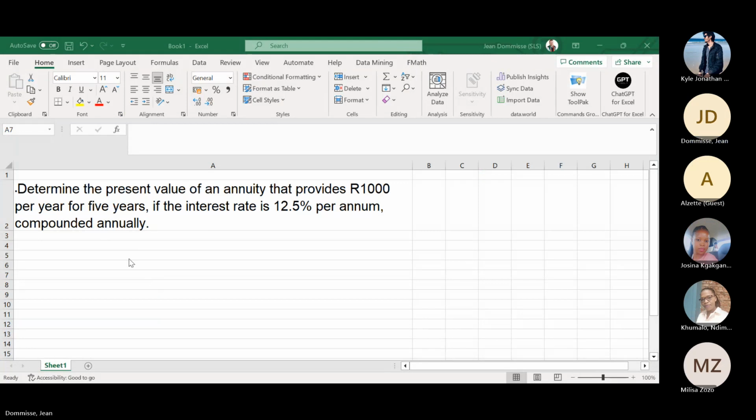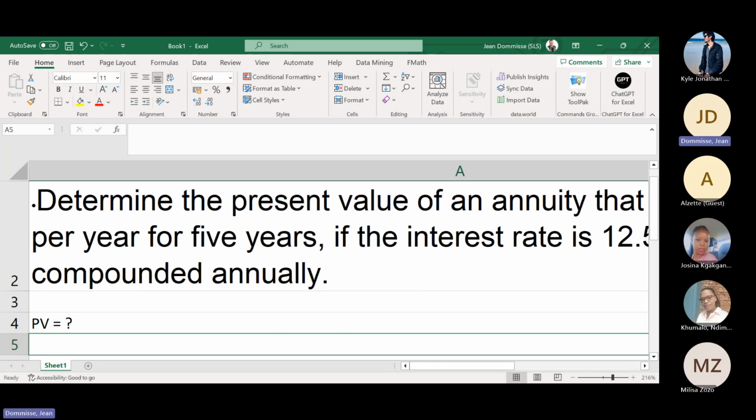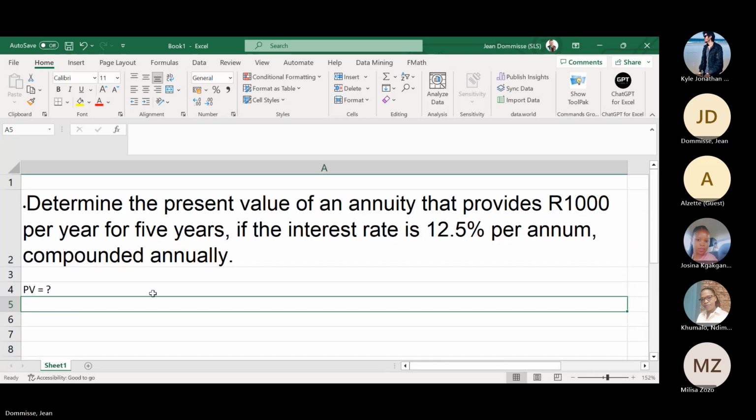Okay, so here they tell us determine the present value. So we're going to look for the present value. We don't know what that is, so that is what we're going to look for. And let's just make it a bit bigger so that you can also see.